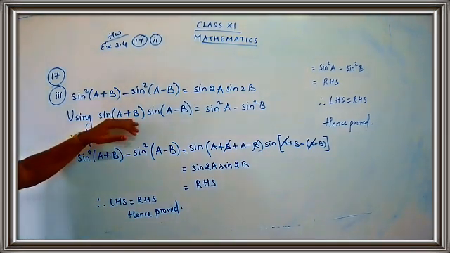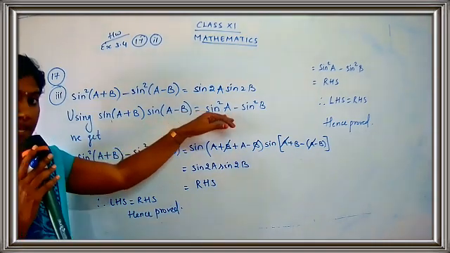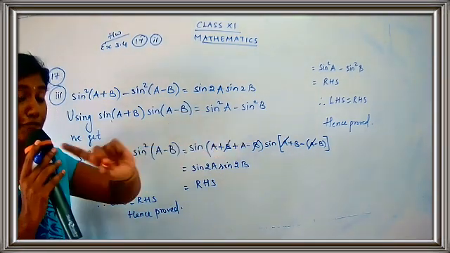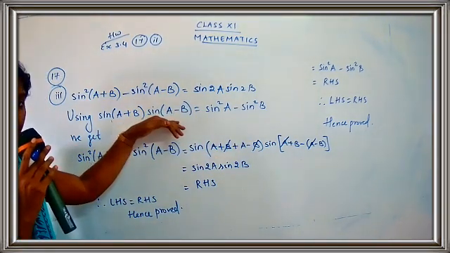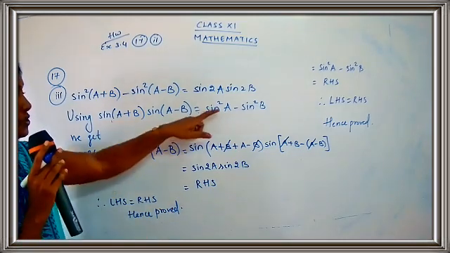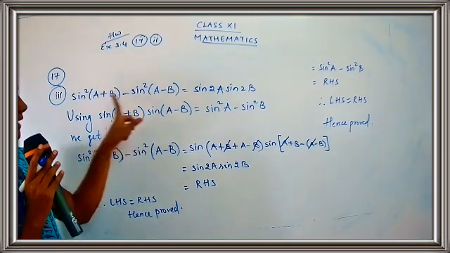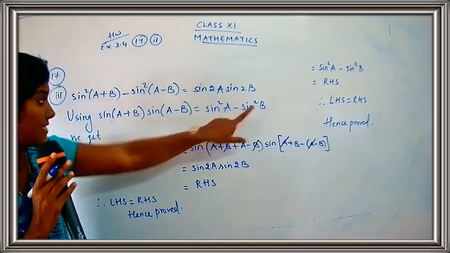Sin(a plus b) sin(a minus b) is equal to sin square a minus sin square b. Already we have proved this in the first subpart. We are using the first subpart for proving the third subpart, so just replacing a as a plus b and replacing b as a minus b.